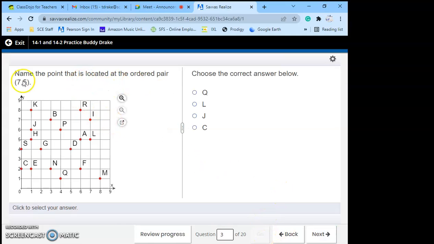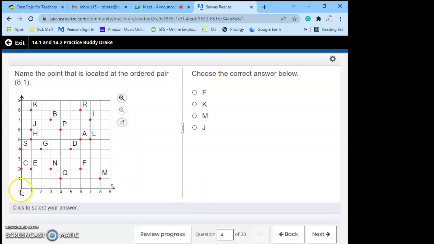Where it is located at 0.75. So again, our X is our first number. X comes before Y. So we go down here and we go across to 7. We're going to go all the way over to 7, and then we're going to go up 5. 1, 2, 3, 4, 5. And you can see that is the 5. It is point L.